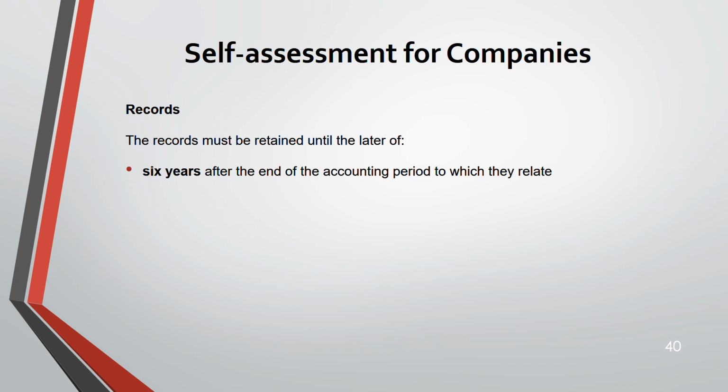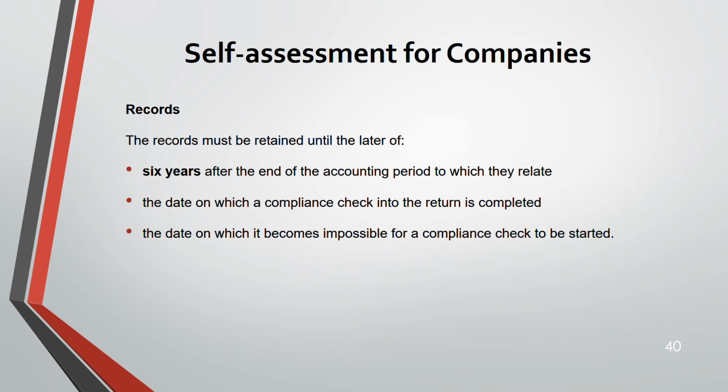So the record must be retained until the later of 6 years after the end of the accounting period to which they relate. Until 6 years, you have to keep the record. The date on which a compliance check into the return is completed. Until the compliance check is completed, you can't discard your record. The date on which it becomes impossible for a compliance check to be started. Whichever of these three events is later, till that date, the record must be retained.